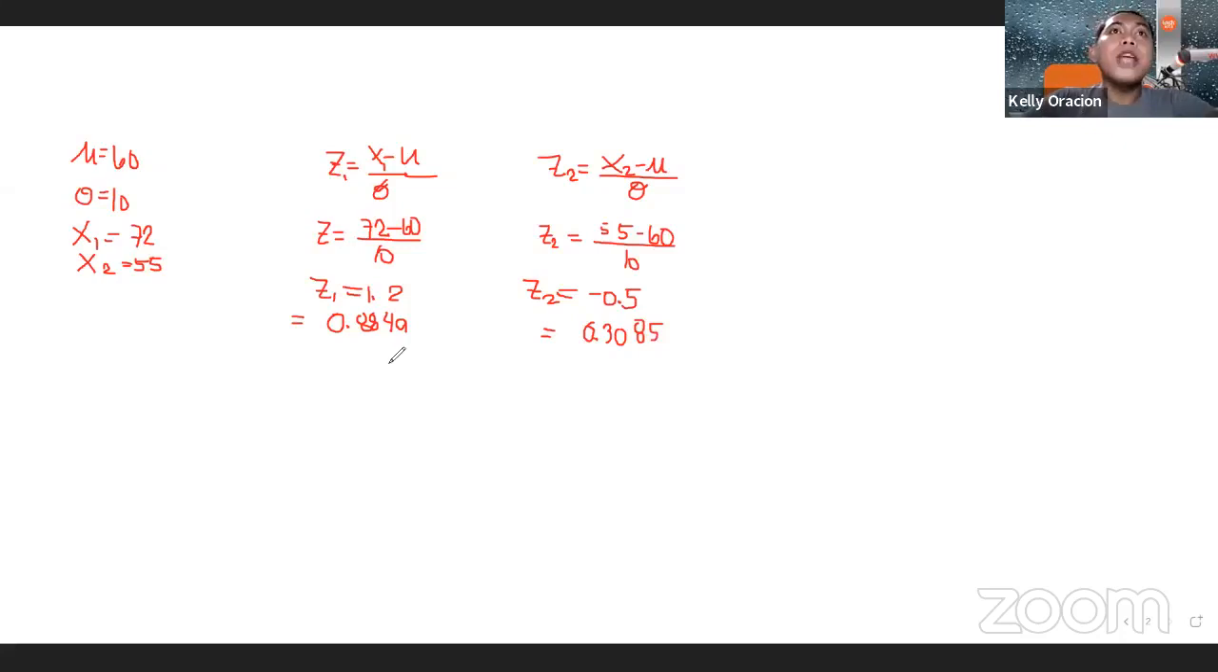Now, you've determined already the two z-scores. You are going to subtract them. Start with the bigger one. Okay? Subtract them. 0.8849 minus 0.3085. What's the answer?